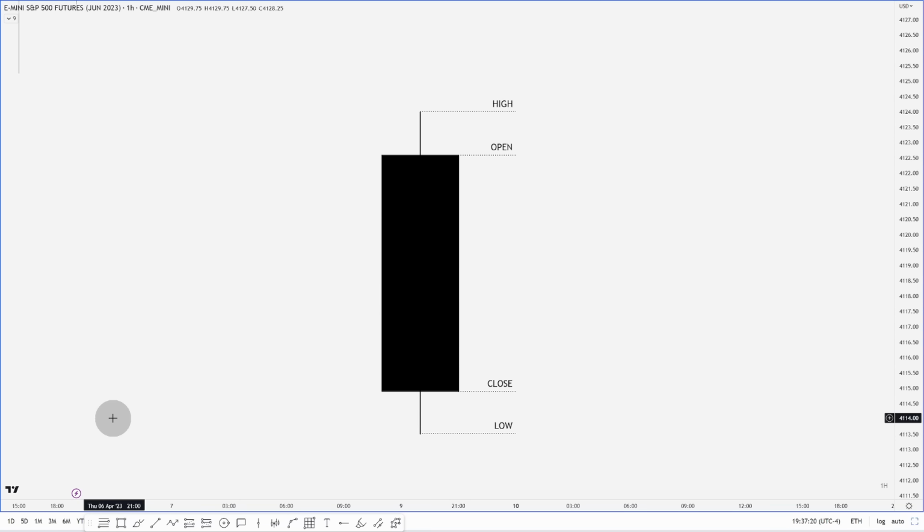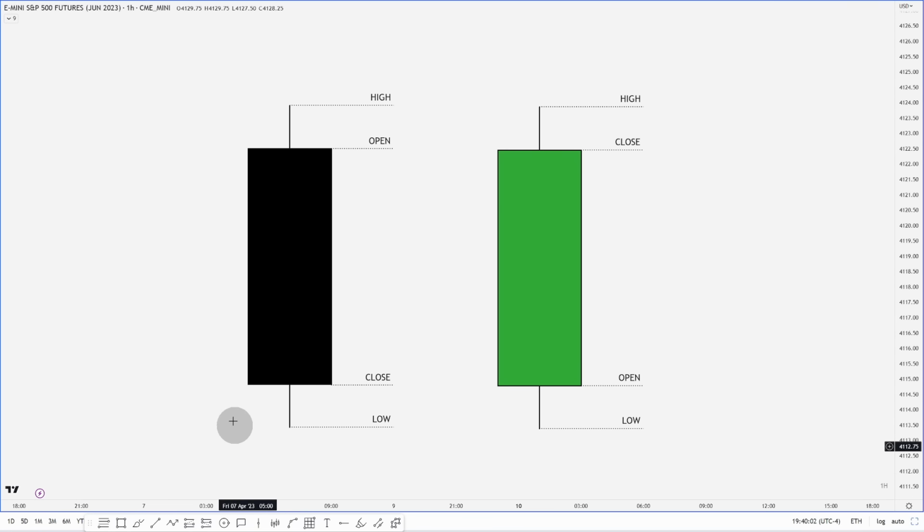Now with the open high low close and expecting a bearish candle, I'm expecting a high to be put in above the open. Now this is where I want to look for selling opportunities between this high and around this opening price, expecting an expansion down before the low and the close.